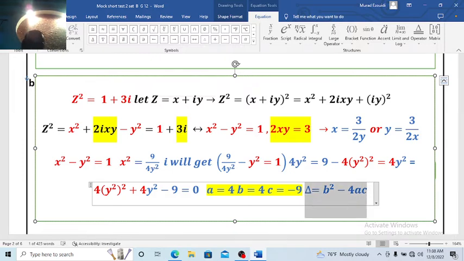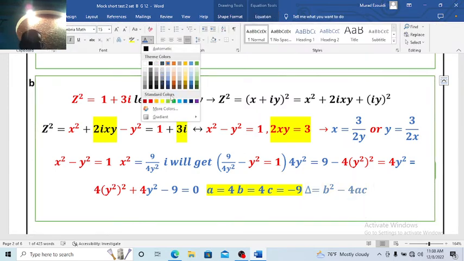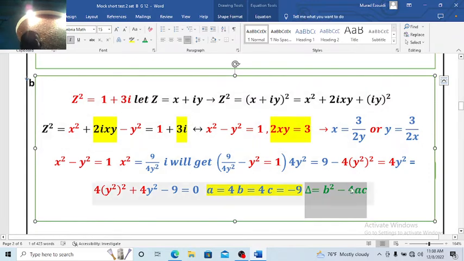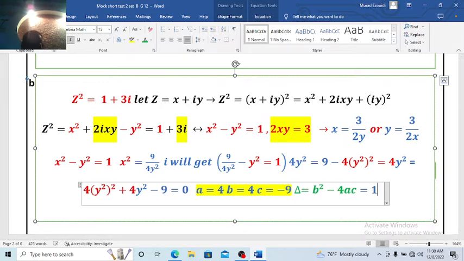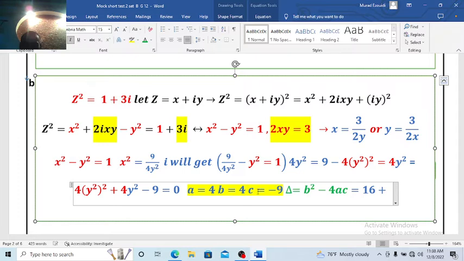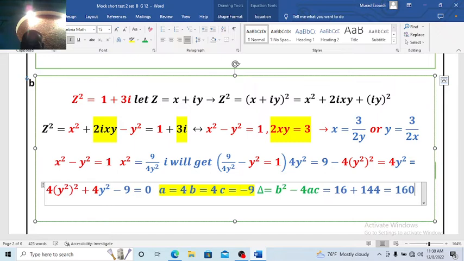I will use another color too. Okay, I will make red. Okay, this one equal, in fact, equal what? We told b is 4, so 4 squared is 16 plus 9 multiplied by 4 multiplied by 4, there is a negative sign, it will be positive, it will be 144. So this one equal 160. Therefore the square root of delta is 4 square root of 10.